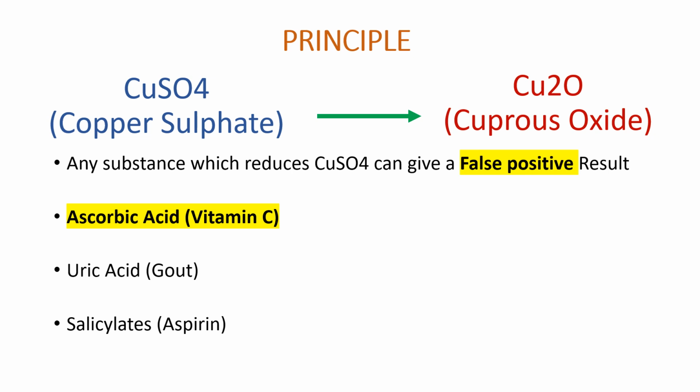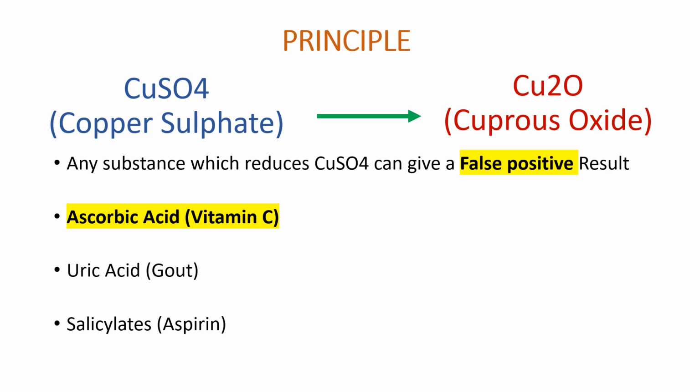There are a lot of people who take vitamin C supplements, and you know that vitamin C is a water soluble vitamin. So it comes off in the urine, and when you do Benedict's test, it will also be positive for vitamin C, because vitamin C can also act as an electron donor, and as a result you'll get a false positive Benedict's test.